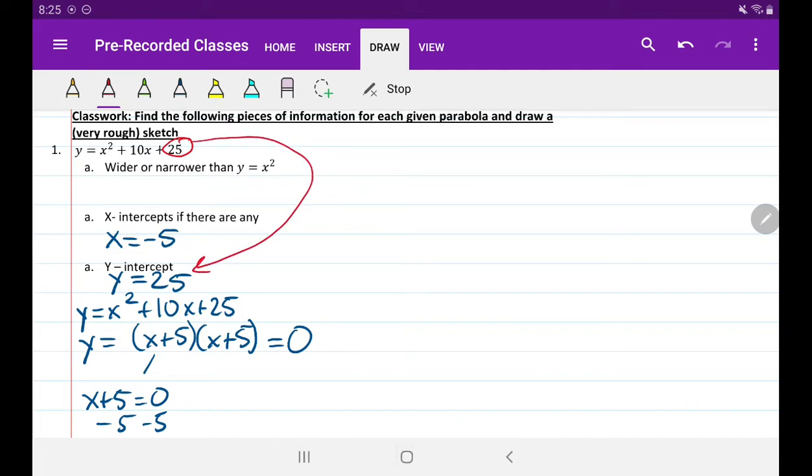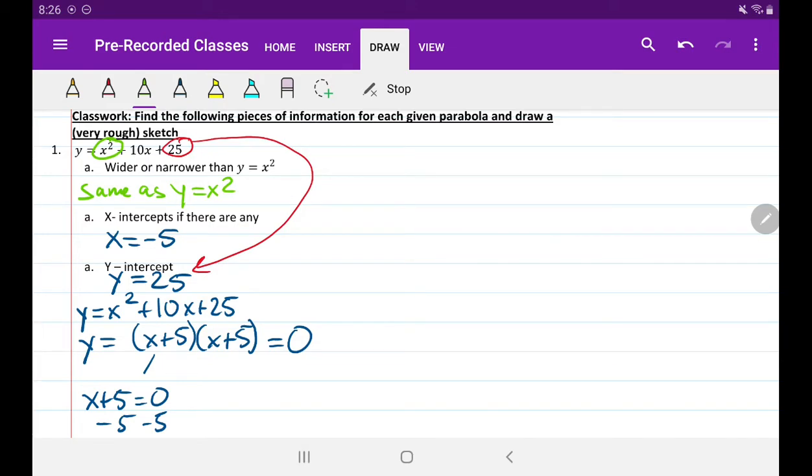Okay, and then wider or narrower than y equals x squared. For that, we're just going to look at our a term, right? And I can see my a term is just 1. It's the same thing as x squared. So we will say the same as y equals x squared.